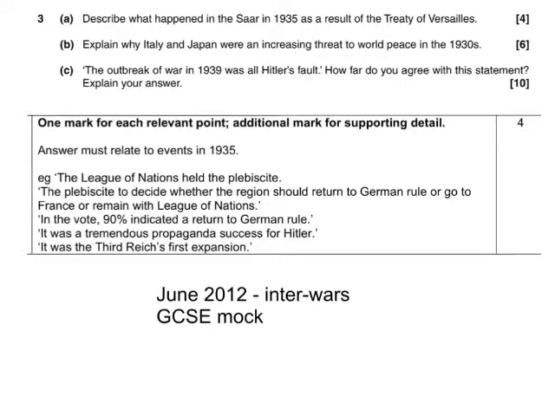You do often get an additional mark for supporting detail, usually restricted to 1 point. So if I've expanded on a point, I can get an additional mark. Here we've got that the League held a plebiscite and what the plebiscite was going to do. If I talked more about that, I'd be restricted to 2 marks. I've got to make some other different points to get more than that.